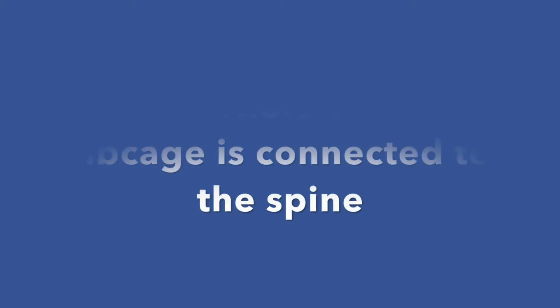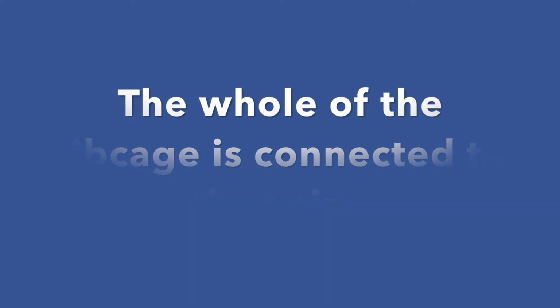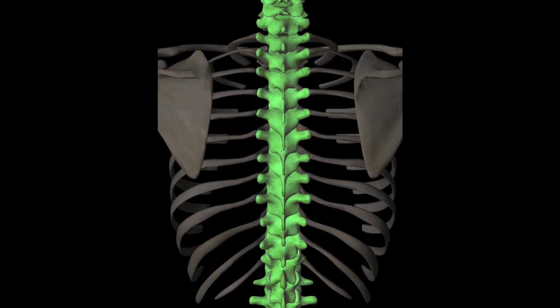The rib cage is connected to the spine. If you have a look here, you can see that every pair of ribs is connecting to a vertebra of the spine.